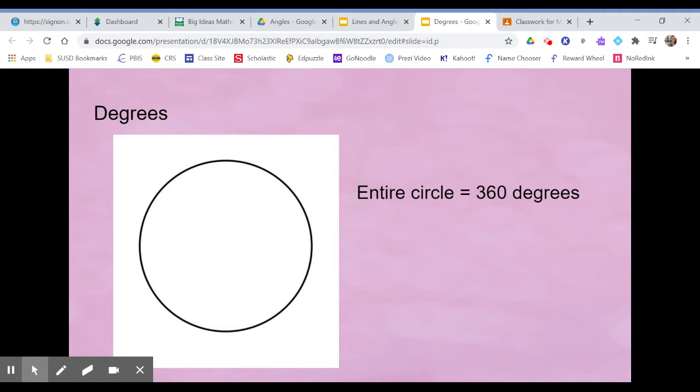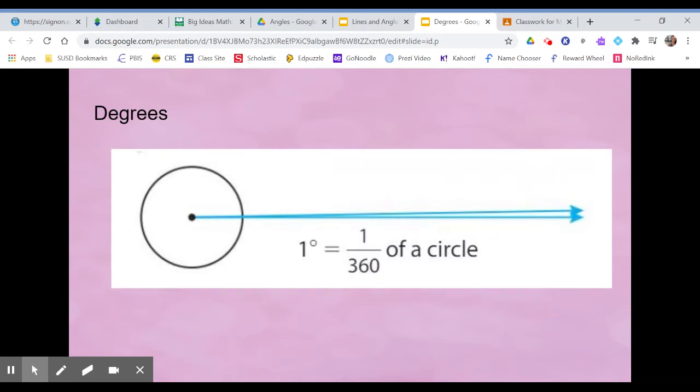So obviously, the entire circle is 360, so we're going to be measuring parts of that circle, so less than 360. For starters, 1 degree of a circle would be 1/360th of a circle. So if it's 1 over 360, that numerator is the degree. So 1 over 360 and 1 degree are the same.